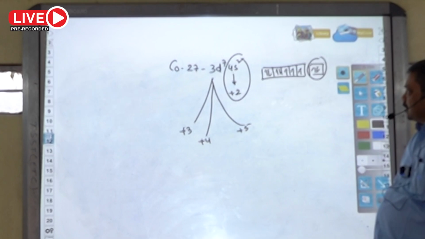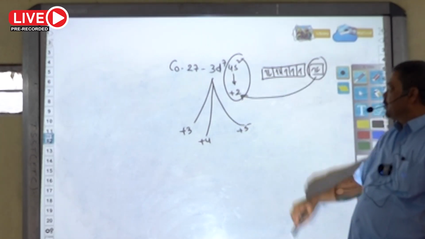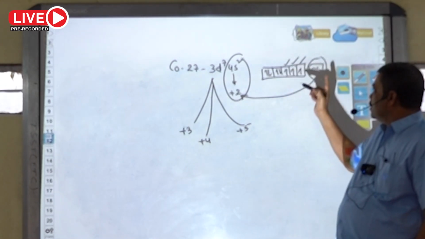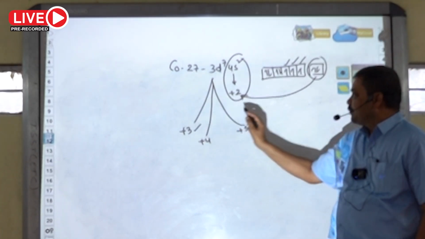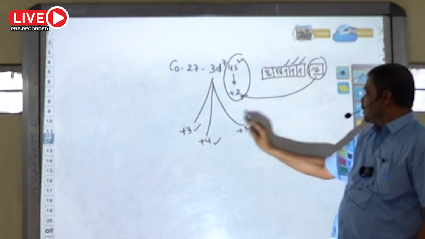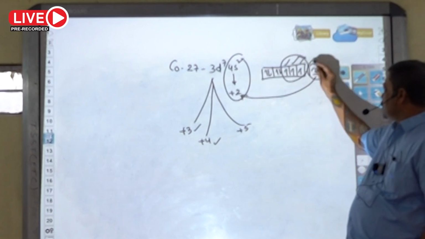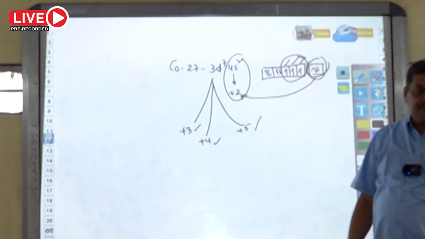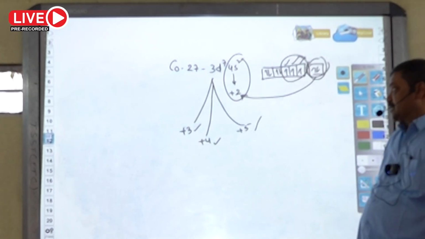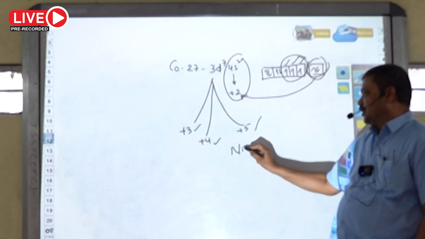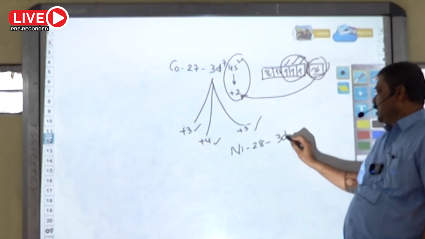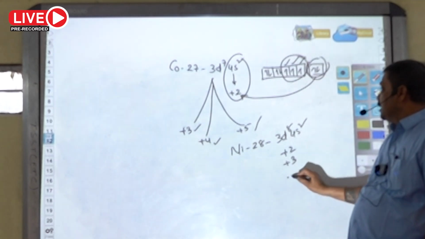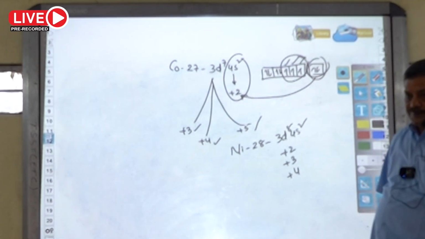If 2 s electrons are involved, what is the oxidation state? +2. If unpaired d electrons are involved, only one d electron, +3; 2 d electrons, 2 s electrons, +4; all the 3 d electrons, 2 s electrons, +5. So this is called variable oxidation states. After that, nickel 28, 3d8 4s2. It can show +2, +3, maximum +4 only.